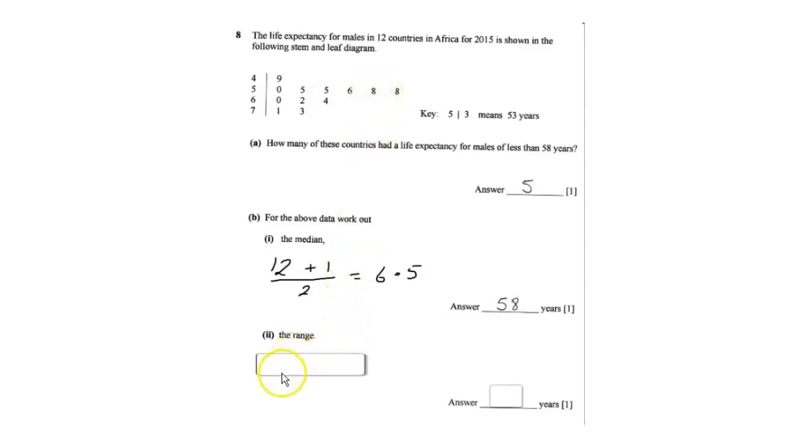So the range is the biggest number take away the smallest number. The way you would do that is 73 take away 49. So that's the biggest number take away the smallest number, which would give you 24.